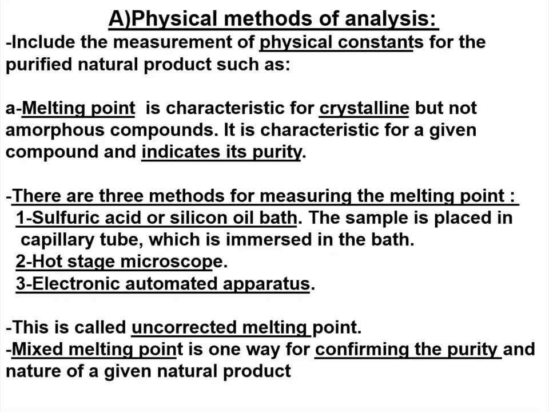The value obtained from these machines is called uncorrected melting points. If there are any impurities in the sample, they tend to lower the melting point. To confirm the identity, we make mixed melting point, or determine the melting point of a mixture of our sample and the reference sample. It should not be lowered in this case.